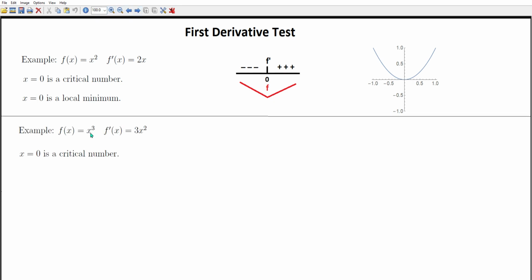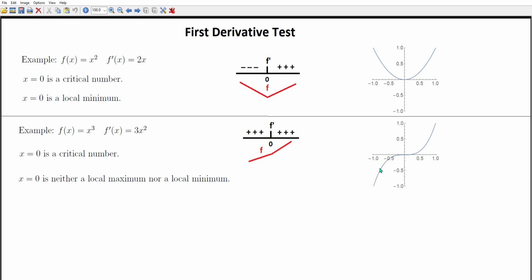Let's look at f of x equals x cubed. F prime of x is 3x squared. Again, x equals 0 is a critical number because f prime is 0. We draw a chart. This time, when x is negative, 3x squared is positive. When x is positive, 3x squared is positive. So we have this picture. F goes up and goes up. There's no local max or min here. And we can see that the graph has the typical cubic shape, and you can see 0 is a critical point. There is a horizontal tangent, but we have neither a maximum nor a minimum here.